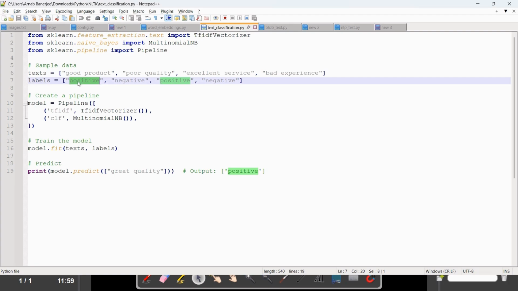Good product, it is saying positive. Poor quality, negative. Excellent service, positive. Bad experience is negative. So now we will check whether this is working. Great quality should actually give us the positive. So this is the thing that we will check.